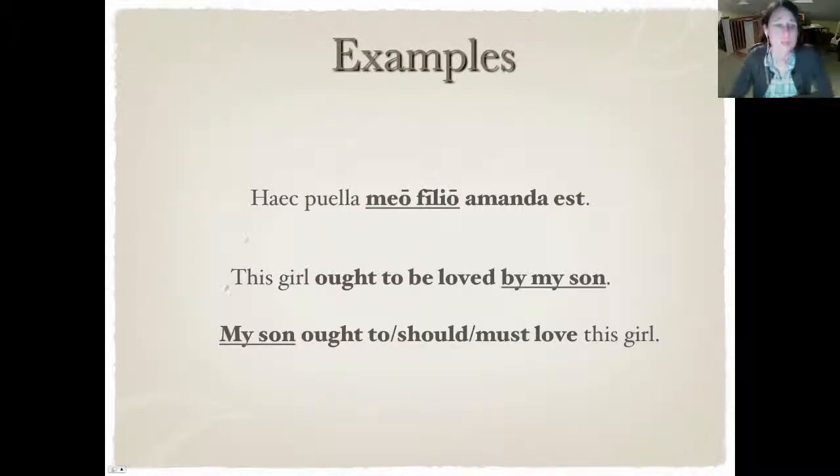So, for example, Haec puella meo filio amanda est. All right. This girl ought to be loved. Okay, amanda est. There's my passive periphrastic. Meo filio is my dative of agent. Note the lack of ob or any kind of preposition because it's the dative, right? This girl ought to be loved by my son. We might more idiomatically translate it as my son ought to, should, must love this girl.